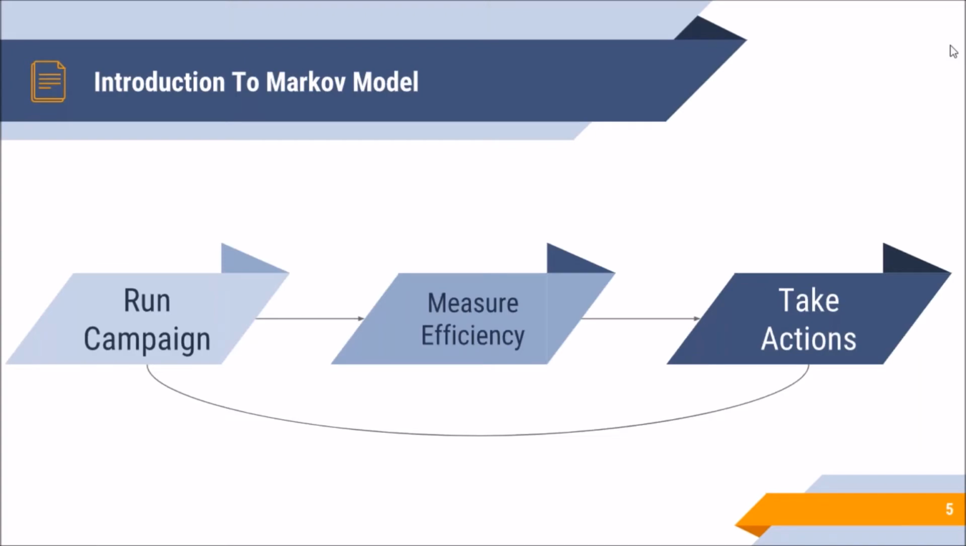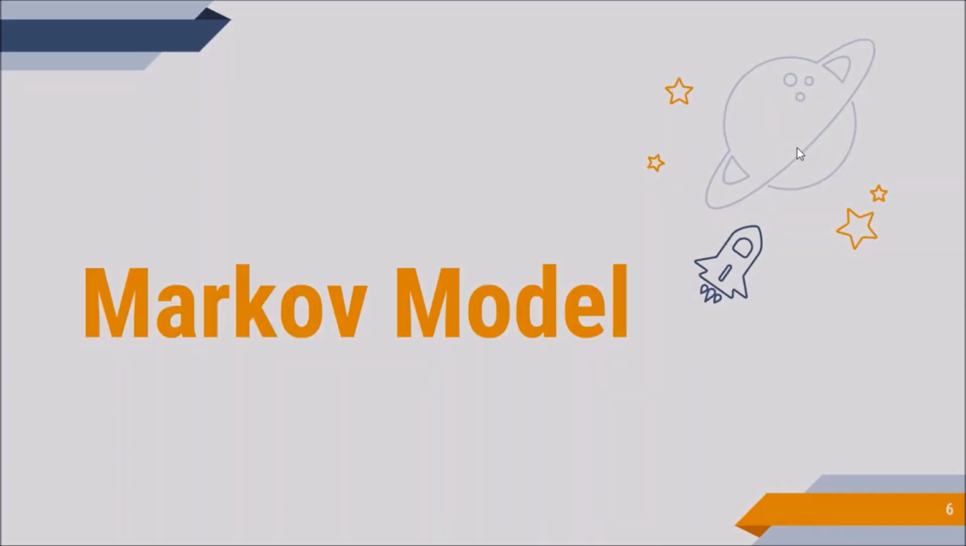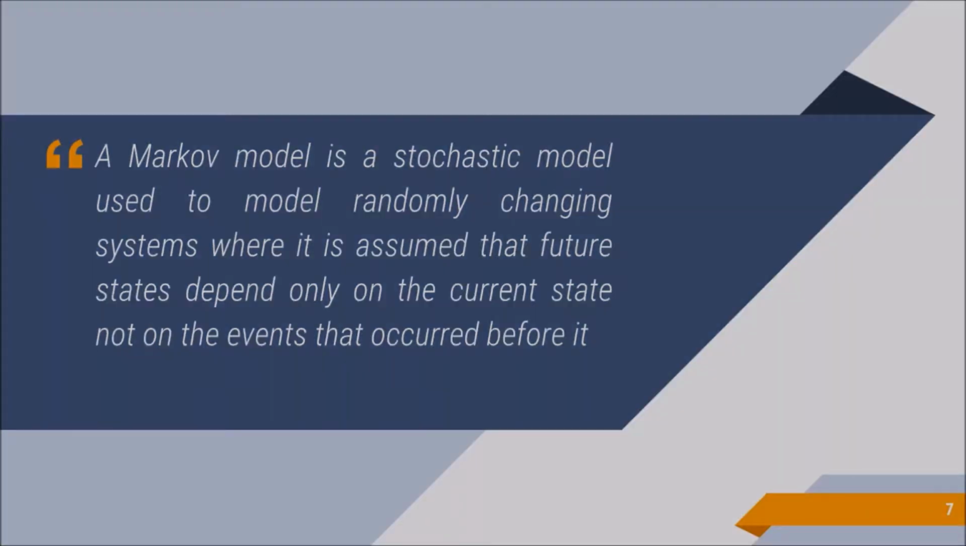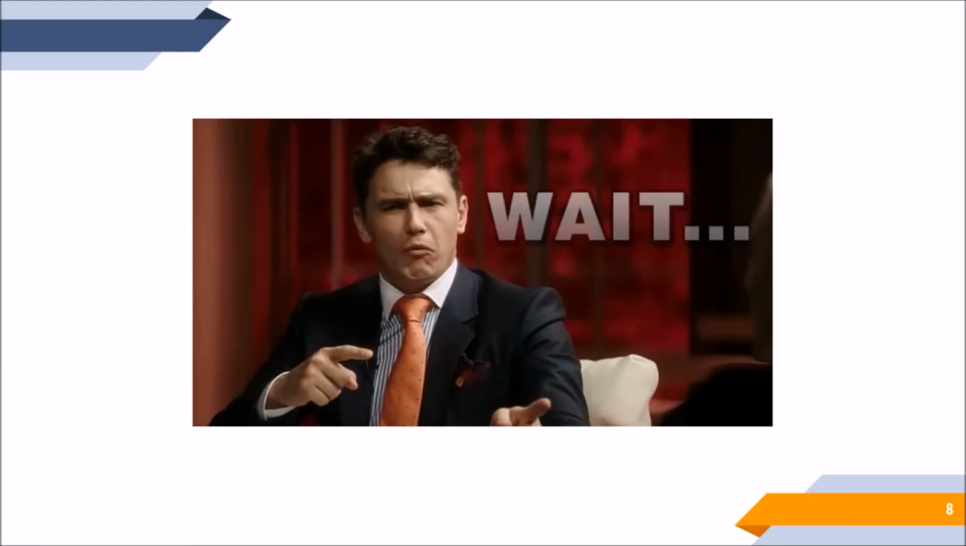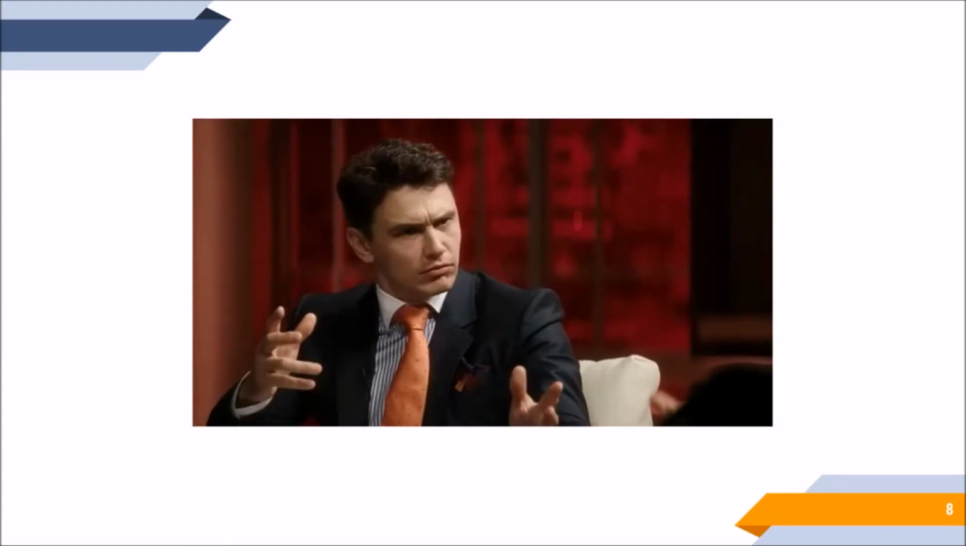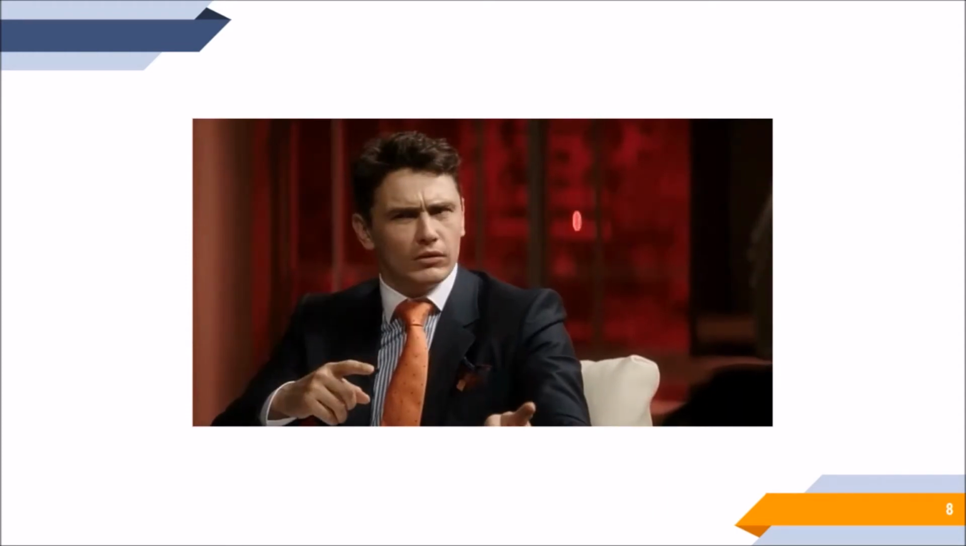So that brings us to what's called the Markov model. Here is the definition, which says a Markov model is a stochastic model used to model randomly changing systems, where it is assumed that the future state depends only on the current state, not on the events that occurred before. Now that's the definition, and yeah, I would say the same. Even I didn't understand the definition. So let's try to understand what a Markov model is in simpler terms.